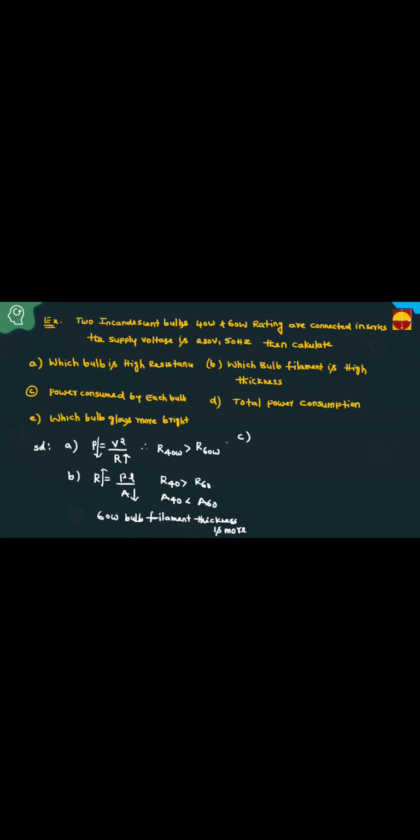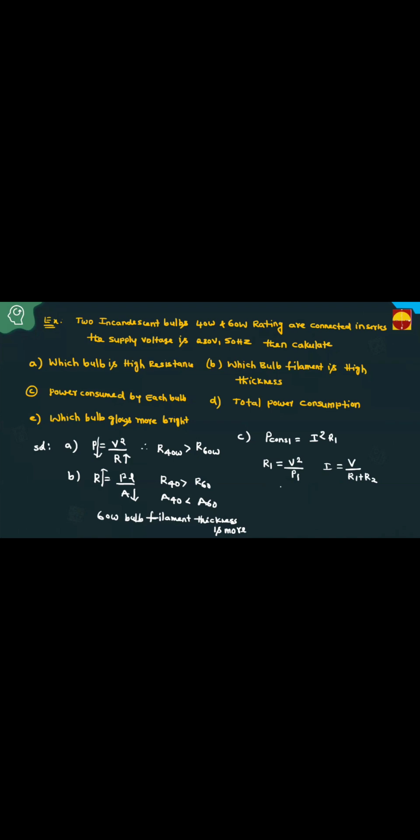Next, the C question. How to calculate power consumption, friends? In series connection, you have to calculate power consumption based on the current, I square into R1. Correct? Then, how to calculate R1? R1 equal to V square by P1. How to calculate I? I equal to V by R1 plus R2.